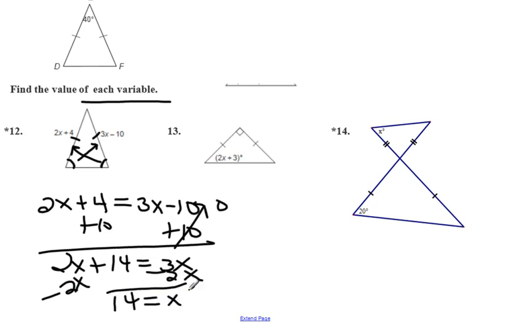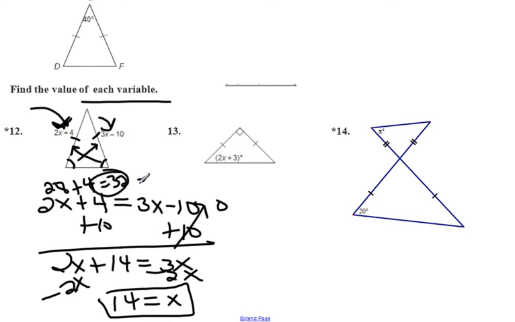So x is 14. I'm going to plug that 14 back into my equation. So 2 times 14 is 28, plus 4 is 32. So this side should equal this side. So 3 times 14 is 42, minus 10 is 32. So we have 32 equals 32. We know we did it correctly.